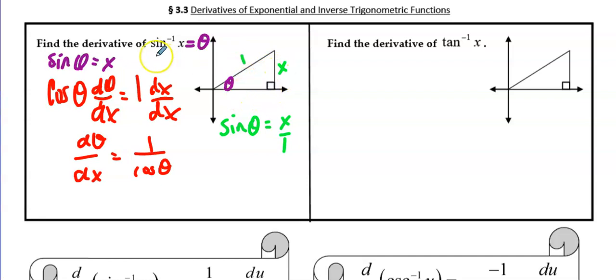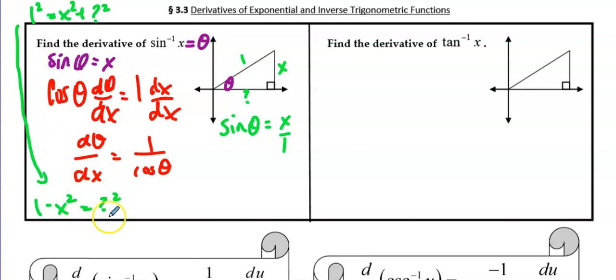Now, since this is a right triangle, we can use the Pythagorean theorem to find this other side. I'm going to call this question mark. In order to solve this, 1 squared is equal to x squared plus question mark squared. I'm running out of room here, so going down here, 1 minus x squared is equal to question mark squared. So question mark is equal to the square root of 1 minus x squared. Now I can replace question mark with the square root of 1 minus x squared.